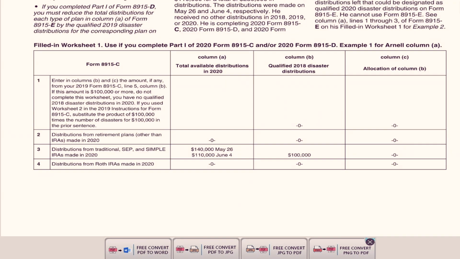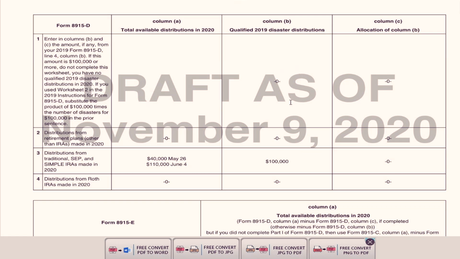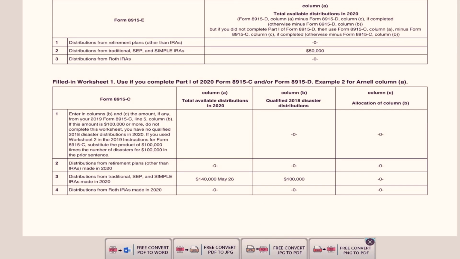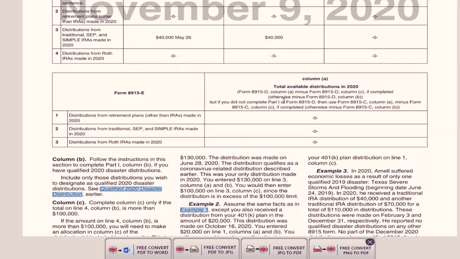But nonetheless, the examples are here in the publication. I mean, in the instructions, if you want to see them. Although, like I said, I don't think they're that helpful. They're not well presented, as I previously stated.